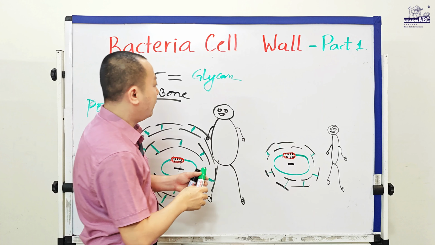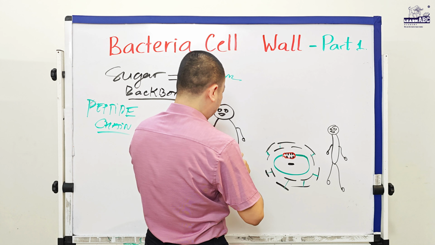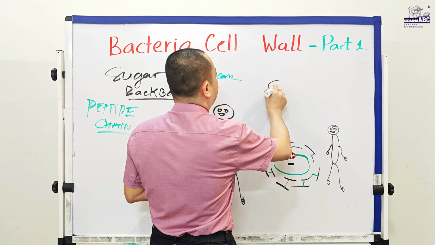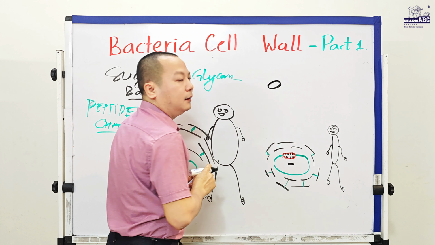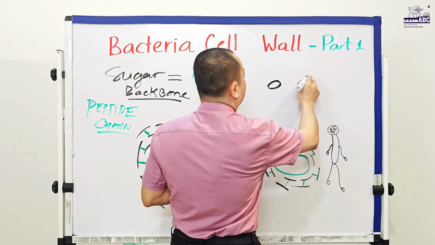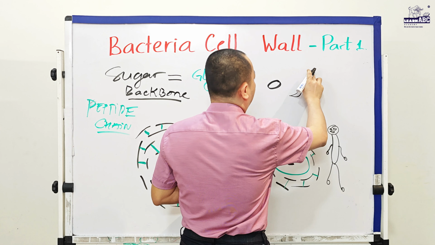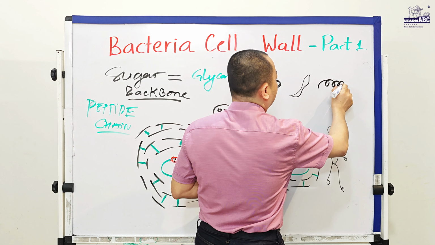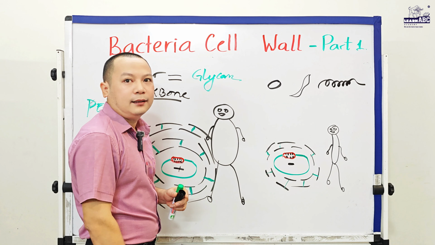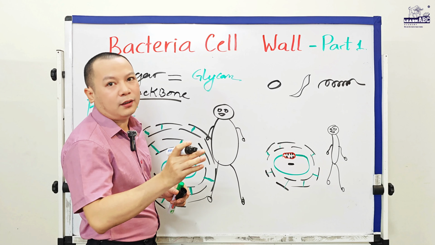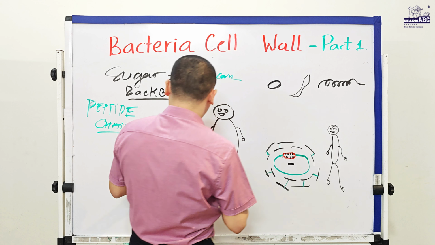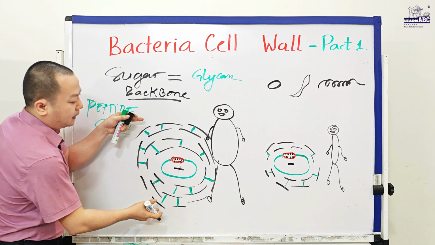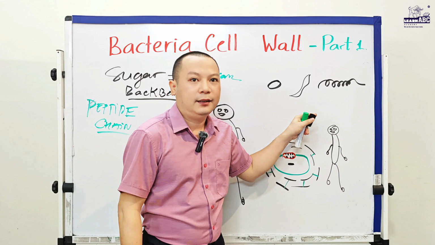Because some bacteria have a shape like this. You know already some bacteria have a shape like this, circular. And some bacteria have a shape like a rod like this. And other bacteria have another shape like a spiral, like this. And some other bacteria don't have any shape. So first, you need to remember the importance of the cell wall: the cell wall makes the shape of the bacteria.